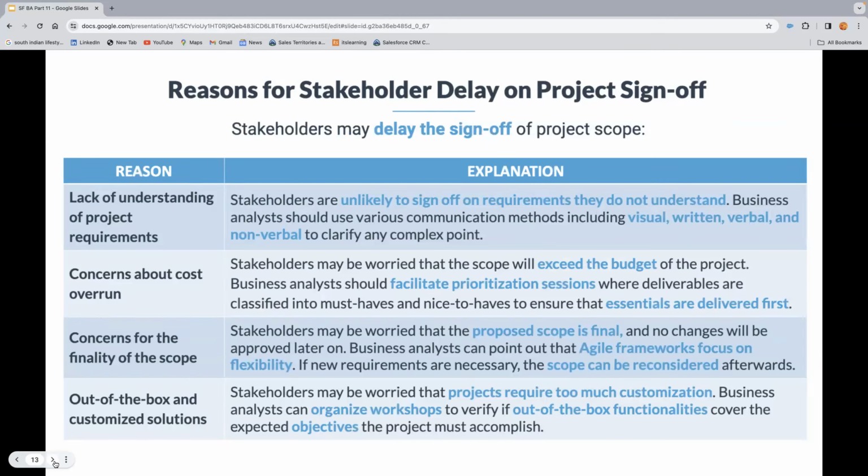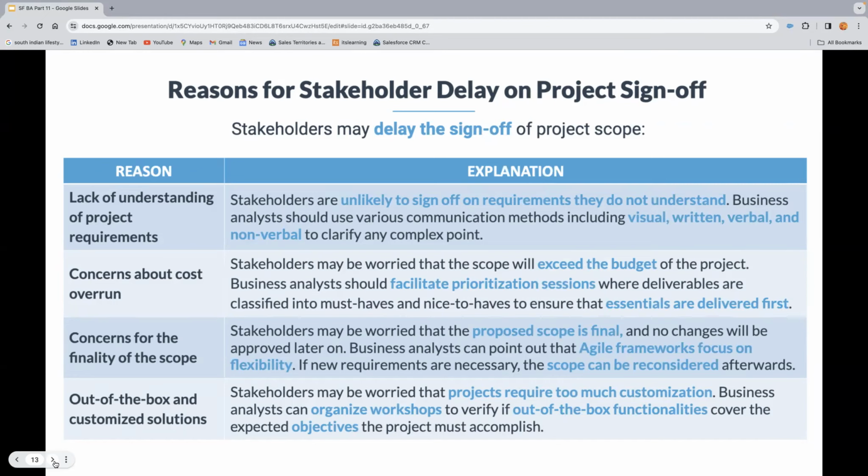Stakeholders may delay the sign off of the project scope. The lack of understanding of project requirements: stakeholders are unlikely to sign off requirements they do not understand. Business analysts should use various communication methods, including visual, written, verbal, and non-verbal, to clarify complex points.